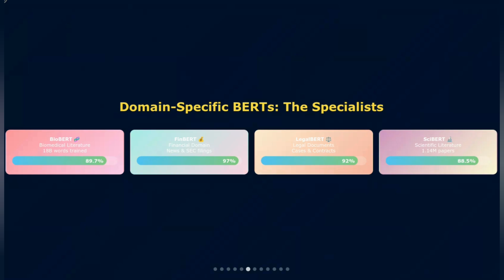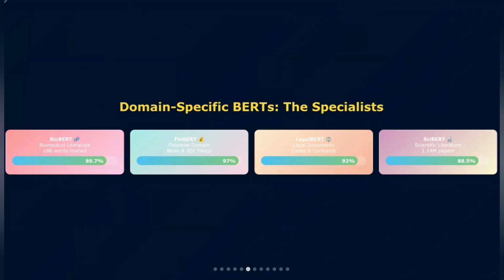general models. BioBERT achieves state-of-the-art results on biomedical named entity recognition, relation extraction, and question answering tasks. For example, on the BC5-CDR chemical disease relation task, BioBERT scores 68.2% F1 compared to BERT's 64.1%.